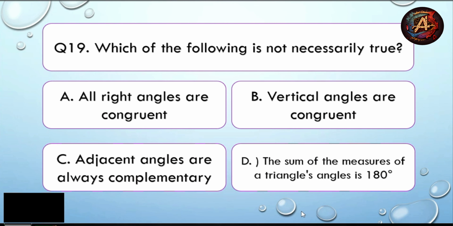Which of the following is not necessarily true? Is it A, all right angles are congruent? B, vertical angles are congruent. Letter C, adjacent angles are always complementary. Or letter D, the sum of the measures of a triangle's angles is 180 degrees. I'll give you 5 seconds.